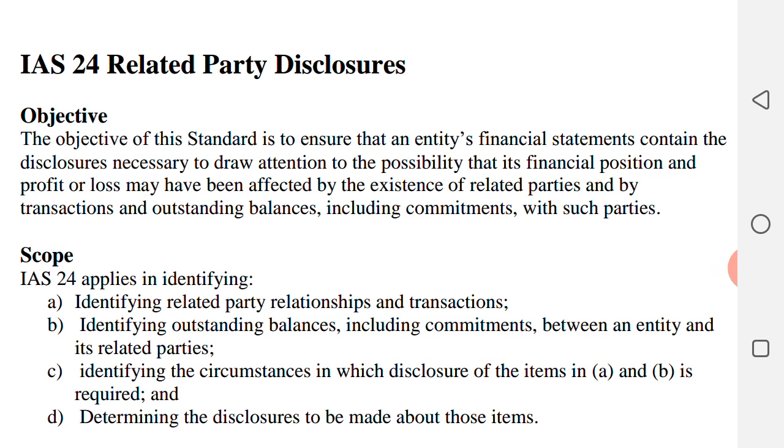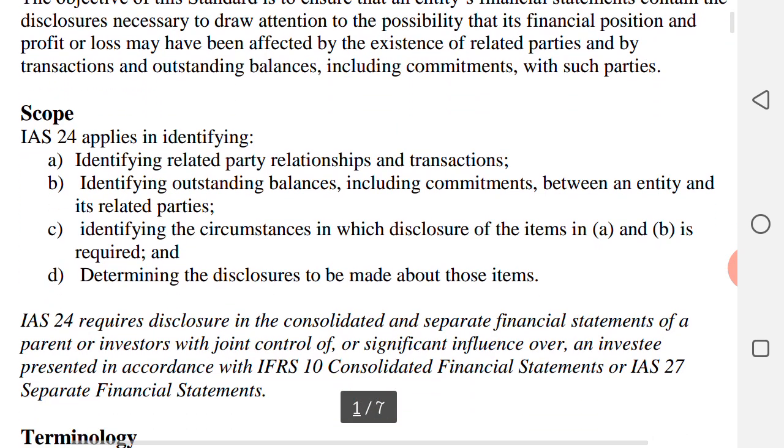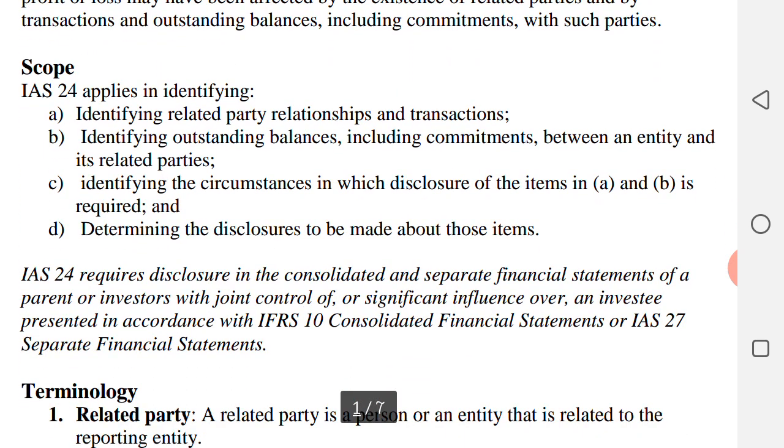Now, the objective of this standard is to ensure that an entity's financial statements contain the disclosures necessary to draw attention to the possibility that its financial position and profit or loss may have been affected by the existence of related parties and by transactions and outstanding balances, including commitments with such parties. So we just want the users to understand that during the reporting period, the entity transacts with people that are related to the company.